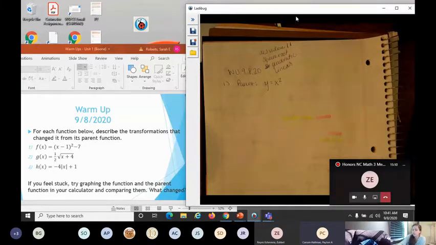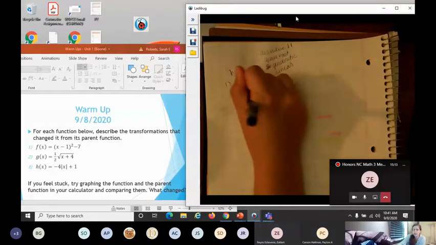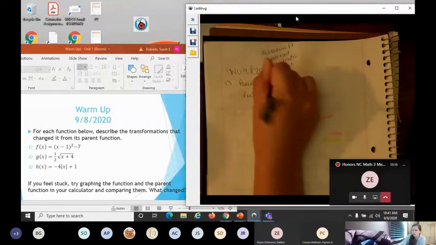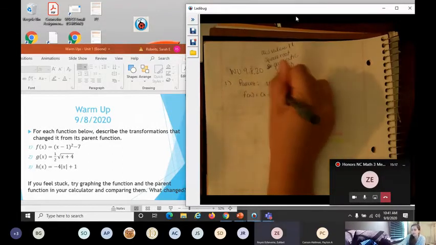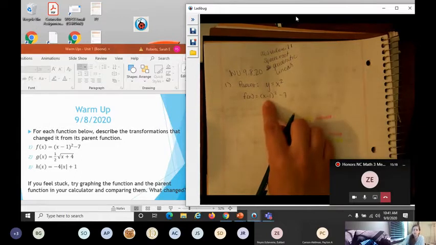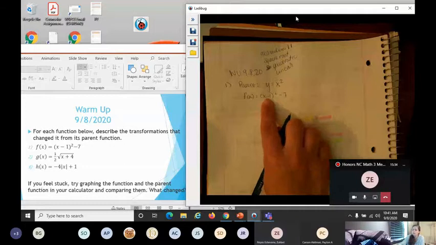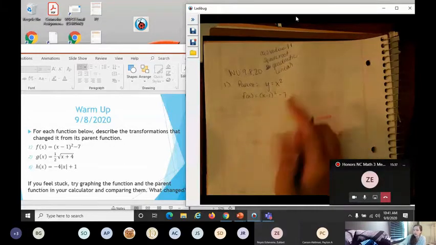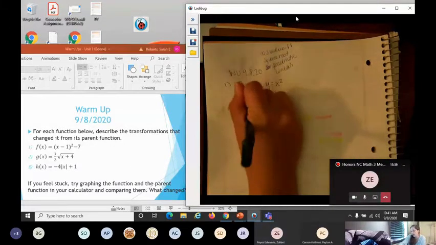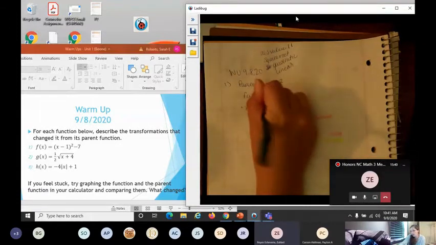So now the function that we have, Zulabet, is f of x equals (x minus 1) quantity squared minus 7. What does this minus 1 do? How does it shift it, Zulabet? Does it shift it left, right, up, or down? Left. No, it shifts it right 1 unit. You do the opposite. When it's inside of the parentheses, you do the opposite. So it's going to move right 1 unit.